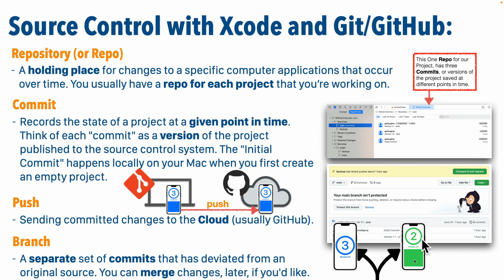You might create a branch, for example, to test out new features or fix bugs without impacting the release version of your source code. Now, when you're ready to incorporate changes from a branch, you'll perform what's called a merge, which means combining the changes you made on the branch with your original code. We're going to see all these terms in action during our tutorial, so hopefully that'll help you understand them better.